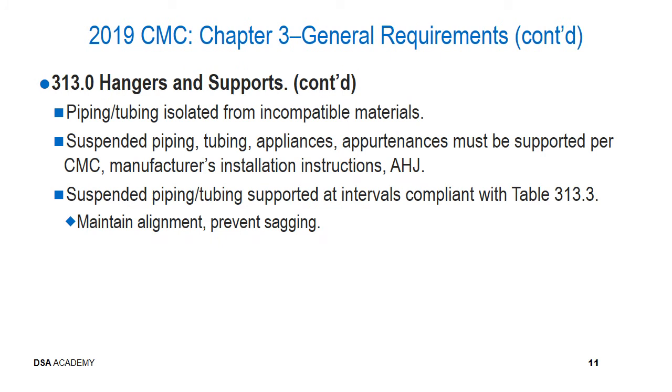Continuing with some hanger and support requirements, obviously piping and tubing has got to be isolated from any incompatible materials. Suspended piping, tubing, appliances, or appurtenances must also be supported per the California Mechanical Code, the manufacturer's installation instructions, and any other directions provided by the authority having jurisdiction. Suspended piping or tubing must also be supported at minimum intervals which are in compliance with Table 313.3, and obviously alignment has got to be maintained, and sagging is not permitted.